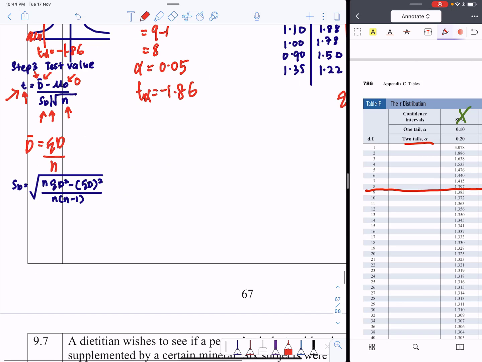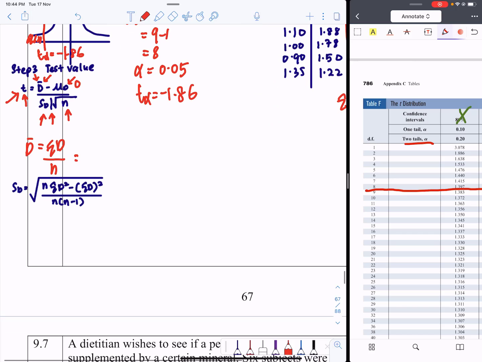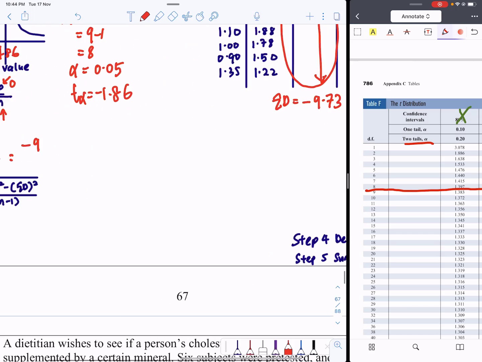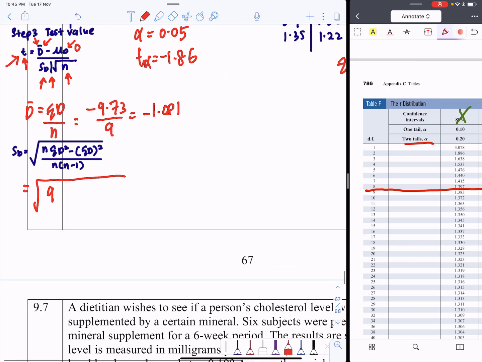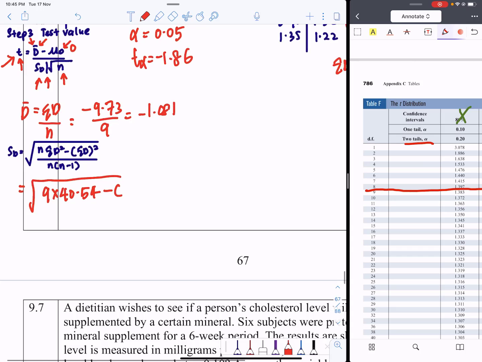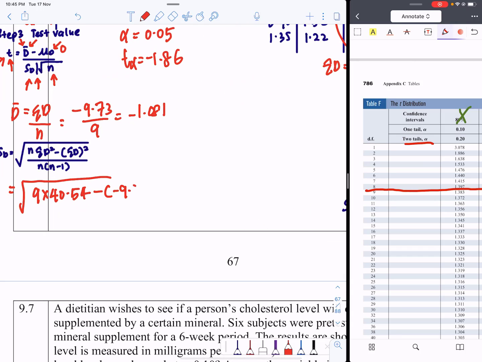And then we move this one first. We have negative 9.73 divided by 9. The answer will be negative 1.081. And then we insert the value for this one. We have n equals 9, summation of D square 40.54, and then we minus the summation of D, negative 9.73 squared, divided by 9 times (9 minus 1), 8.